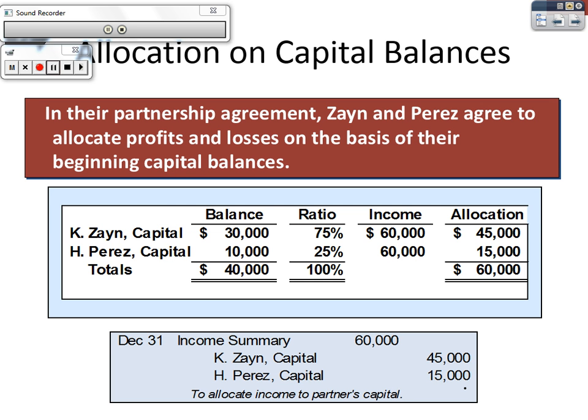Now, what happens if you have to divide it based on their capital balances? You remember what they came in with? 30 and 10, right? In this case, Zan with his 30,000 balance, the ratio of that out of 100%, 75% of the income times 60,000, that means that he gets 45,000 of that 60. 10,000 for Perez, that's obviously the 25% remaining. There's only 2 partners. Times that 60,000 gives us 15,000 for his allocation of income, and that would show that income has been distributed 100% to both partners.